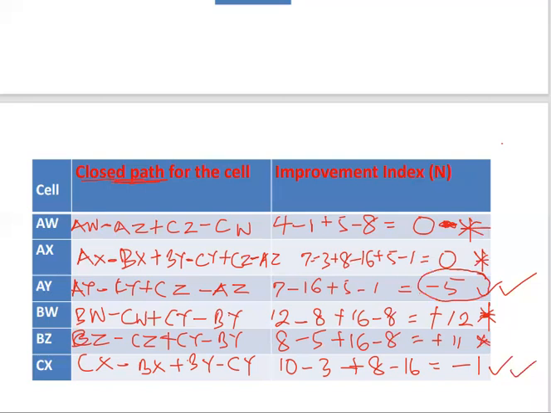If you are dealing with a maximization problem, we must either have zero or what? Negative. All negative or zeros. Because you want to maximize profit, and if someone is giving you negative or zero, that means it can't increase your profit.